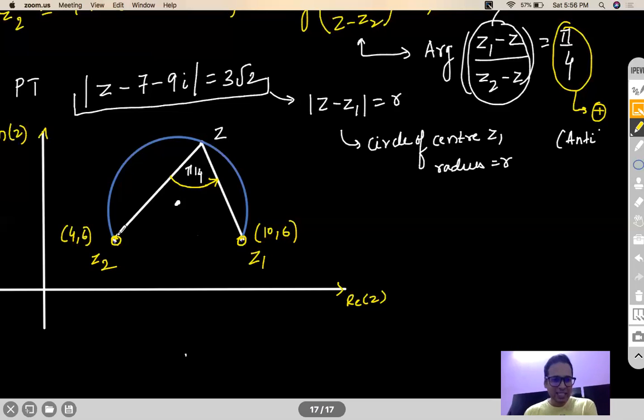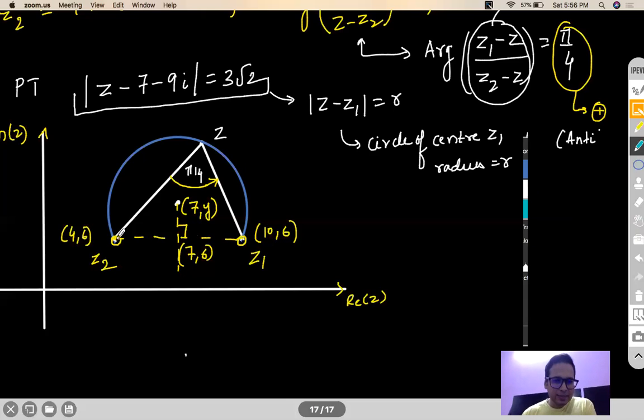Let's check. First of all, we all know that the center of any circle lies along the perpendicular bisector of a chord, right? So the midpoint of these two is 7,6. If you go up, this will be some 7, let's say y, right? Now I have to find my y. How will I find my y? Now all of you please pay attention.